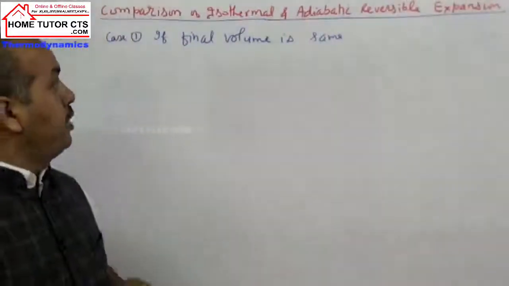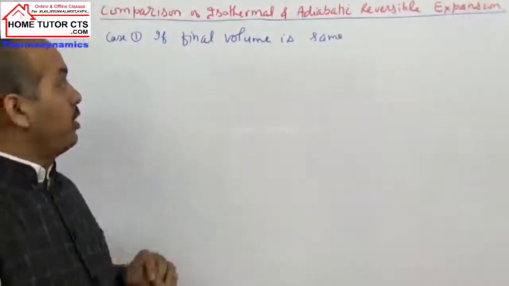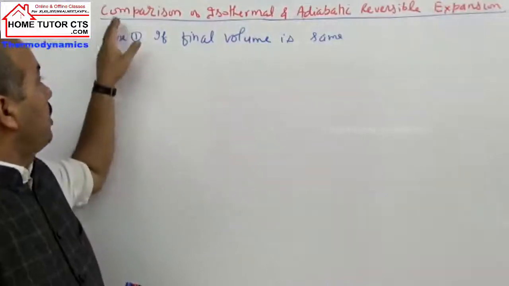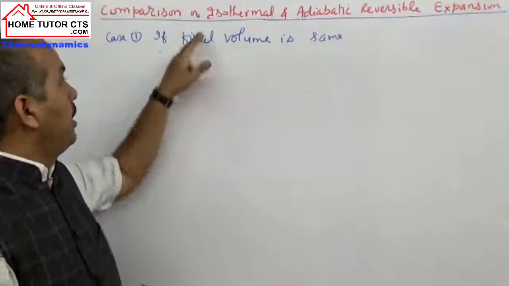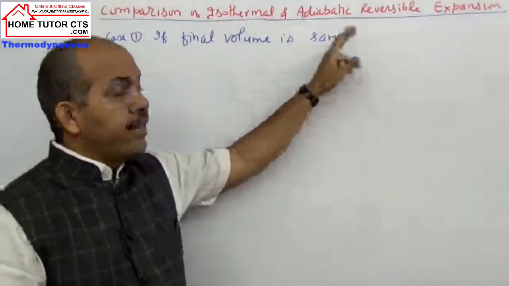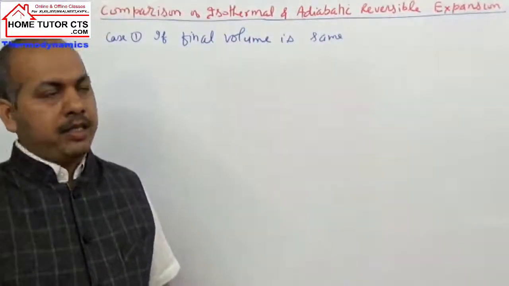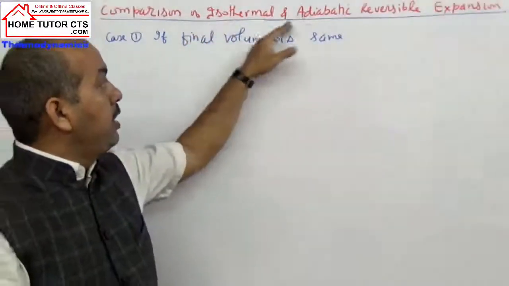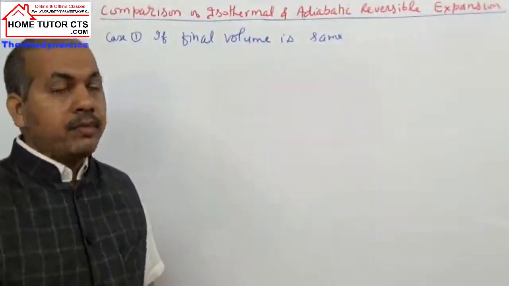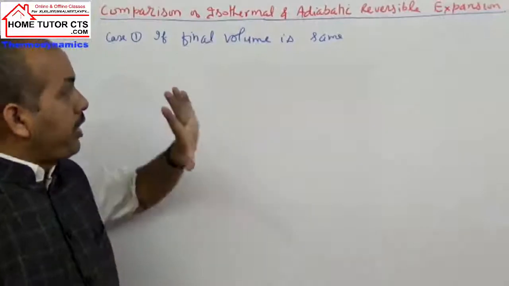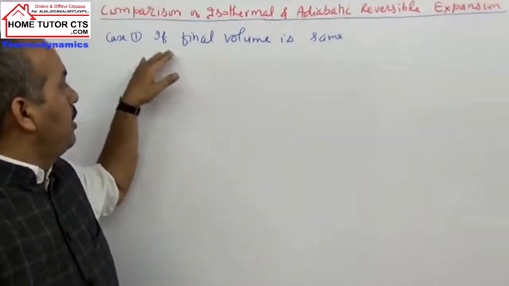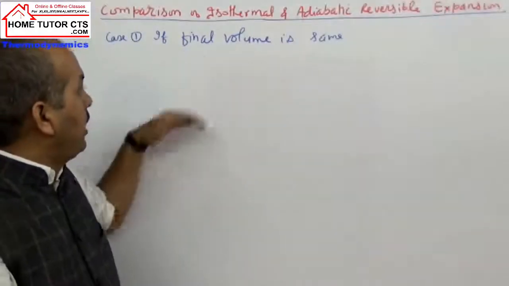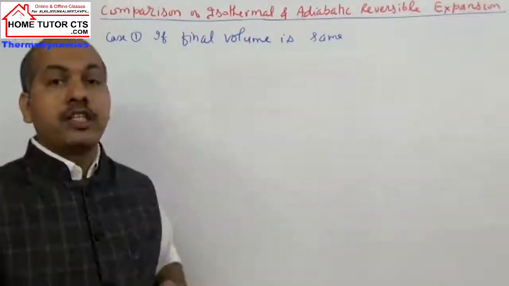Okay. Hello students. Now we will discuss this comparison of work done, for expansion in isothermal and adiabatic reversible expansion. In isothermal and adiabatic reversible expansion, we can have two cases possible: case 1 if the final volume is the same, and case 2 if the final pressure is the same.